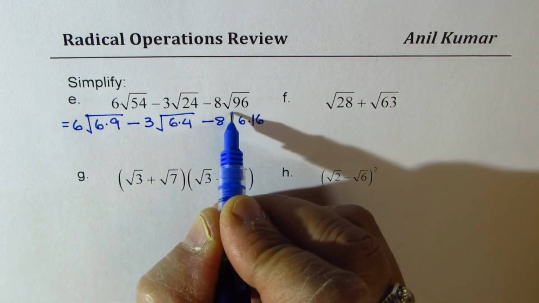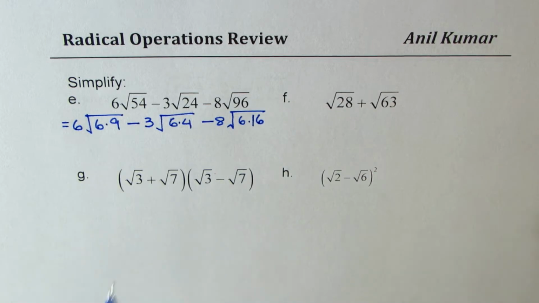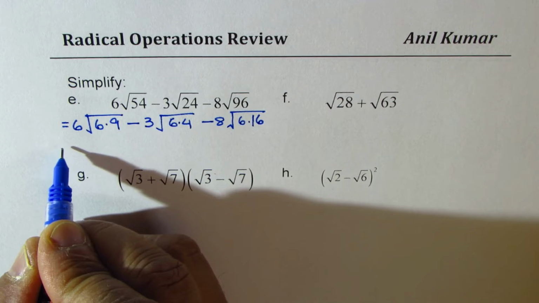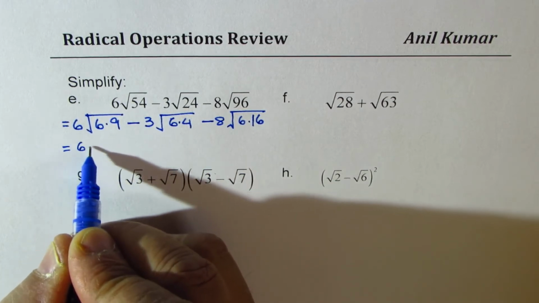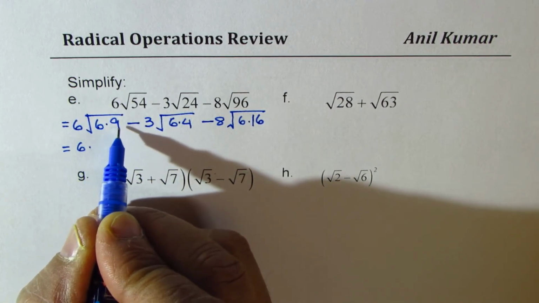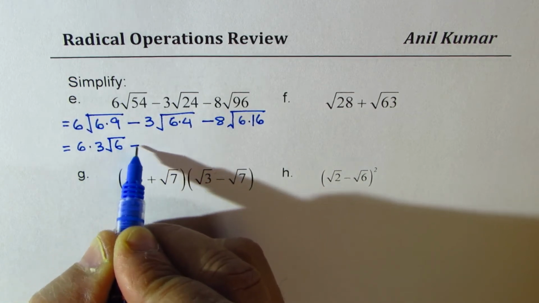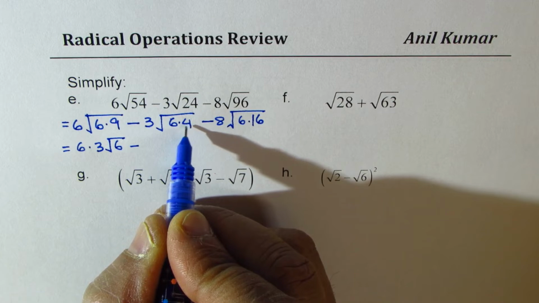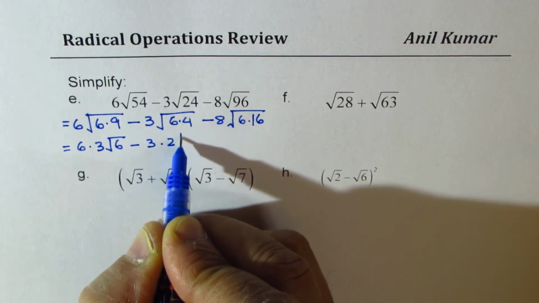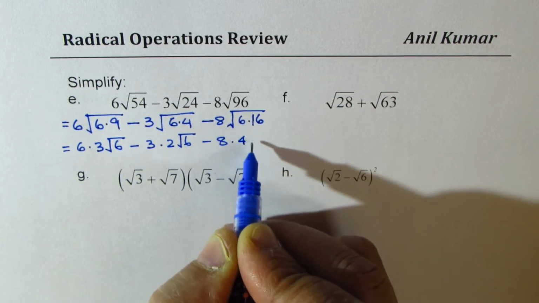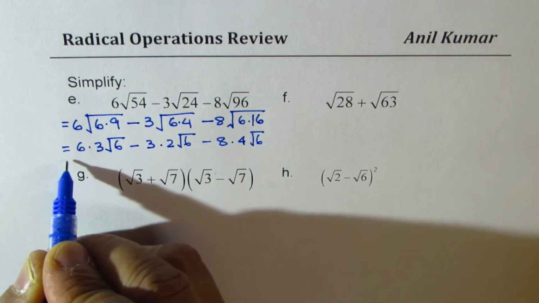16, I'm sorry. 6 times 16 is 96. Now, 9, 4, and 16 are perfect squares. So we could write them as 6 times square root of 9 is 3, within square root we get 6, minus square root of 4 is 2. So 3 times 2 within square root we are left with 6, and 8 times 4 square root 6.